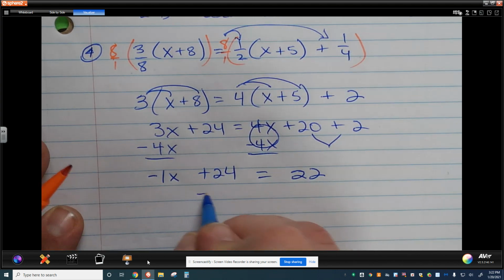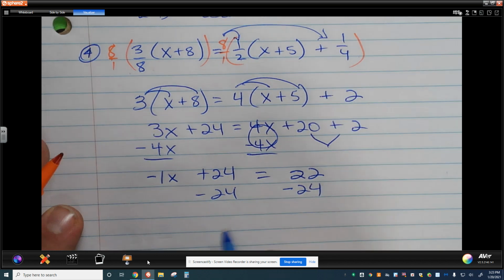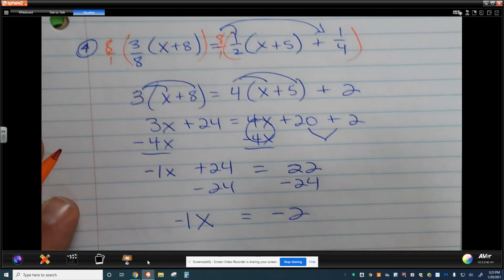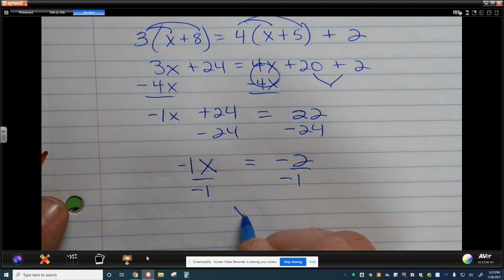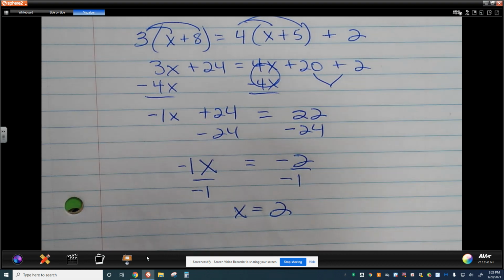Let's go ahead and subtract 24 from both sides. And we see that negative 1x is equal to negative 2. Divide by negative 1 on both expressions. And we find out x is equal to 2.